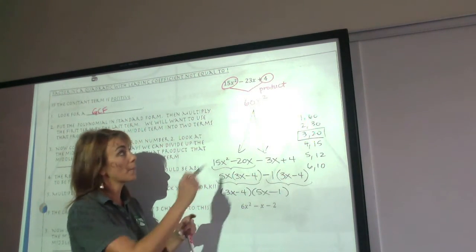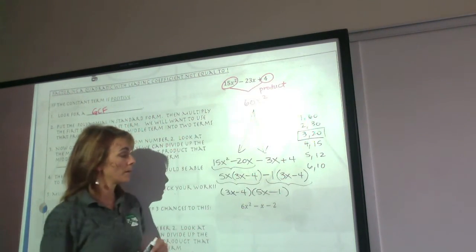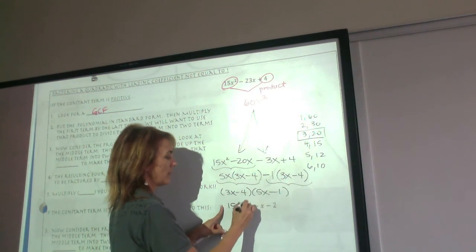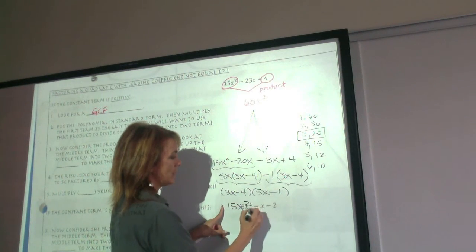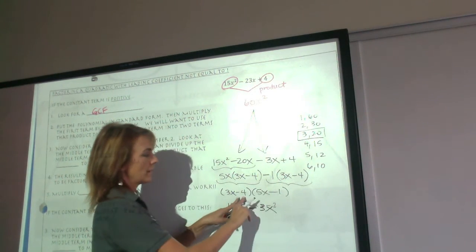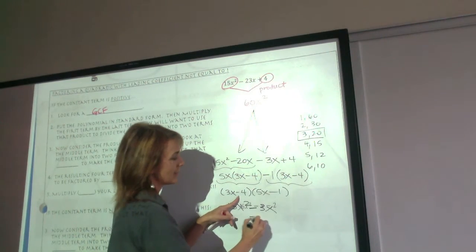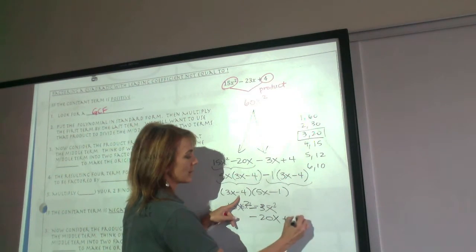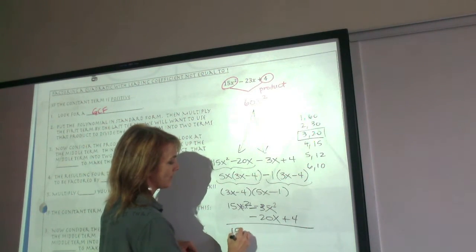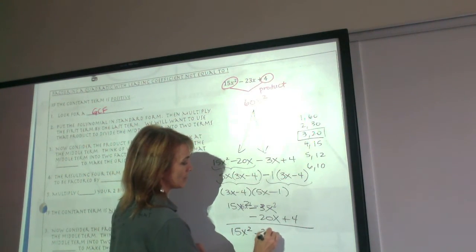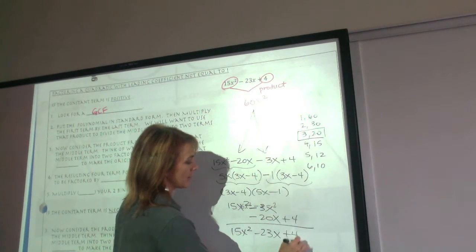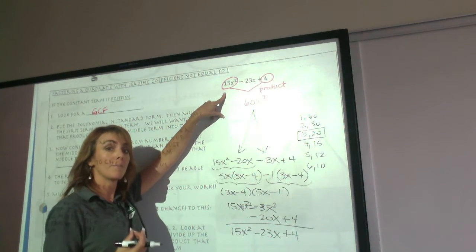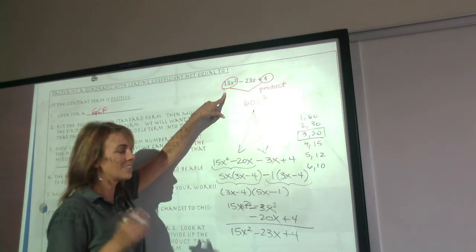Okay, so let's try. 3x times 5x is 15x squared. 3x times negative 1 is negative 3x. Negative 4 times 5x, that's negative 20x. And the negative 4 times the negative 1 is positive 4. So I have 15x squared minus 23x plus 4. And if I check that to what I began with, I'm right back where I began. So that's a great thing. I have factored this correctly. Let's do one more example.